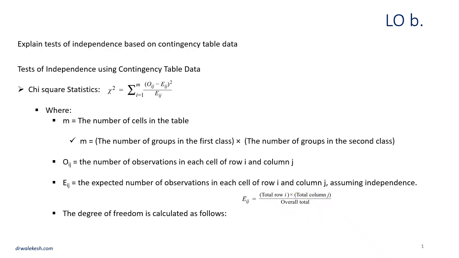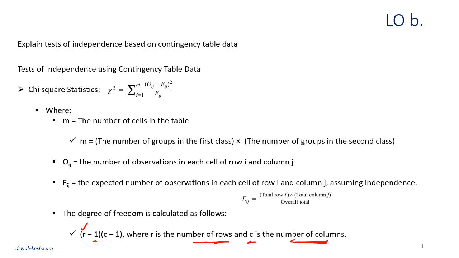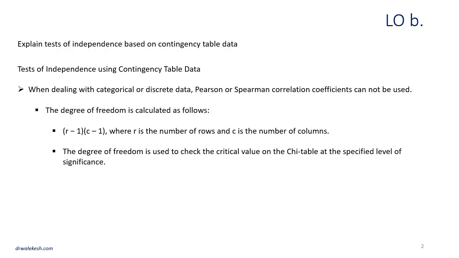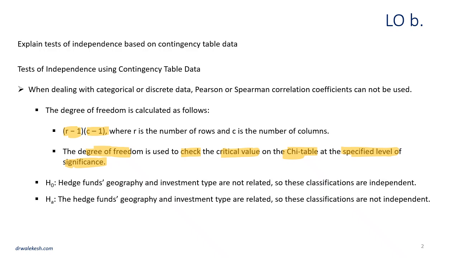Then to calculate our degree of freedom is R, which is the number of rows, minus 1, then times C, which is the number of columns, minus 1. The degree of freedom, which is R minus 1 times C minus 1, is used to check the critical value on the chi table at the specified or the appropriate level of significance.